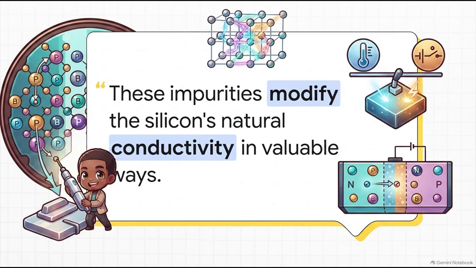By adding these precise trace elements, we actually gain the flexibility to transition materials between conductive and resistive states based on operating temperature or applied voltage. This flexibility is the very essence of a semiconductor. It doesn't just always conduct or always insulate. It gives us the power to flip the switch and control the flow of electricity.